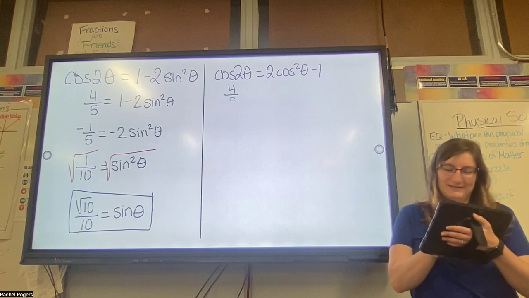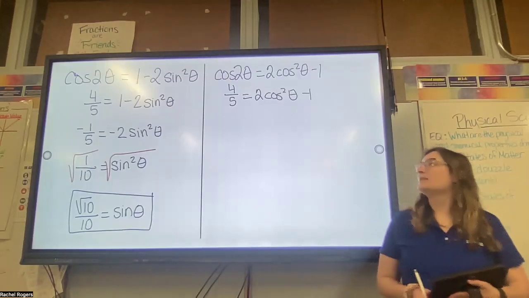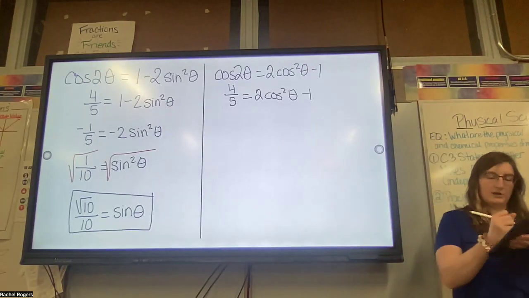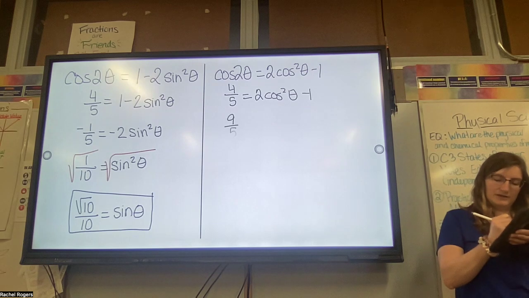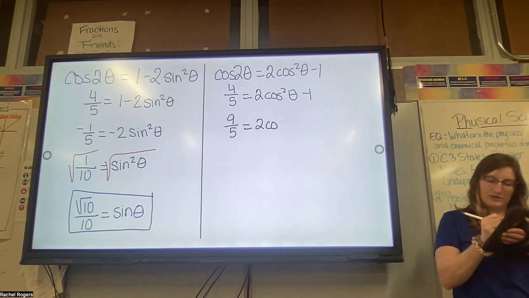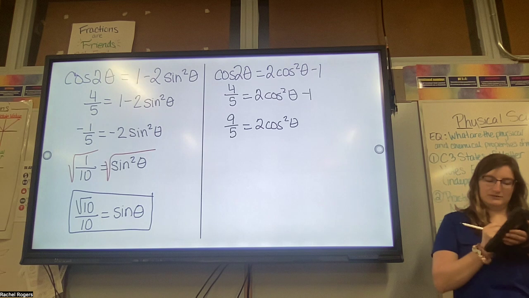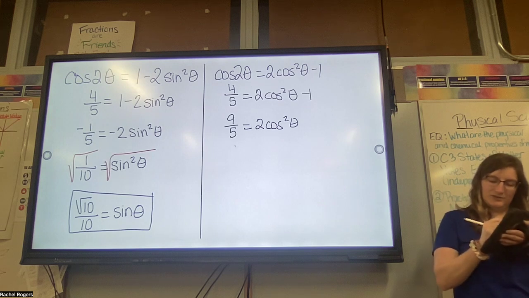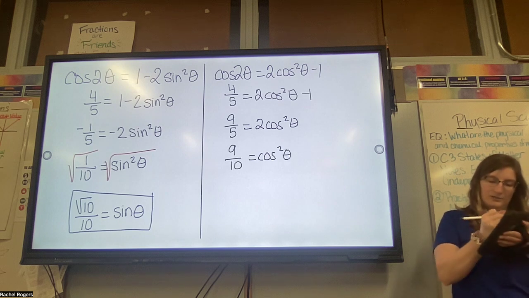So 4/5 is equal to 2 cosine squared of theta minus 1. Add 1. So 9/5 is equal to 2 cosine squared of theta. Divide by 2, so we have 9/10 is cosine squared of theta. And then we're going to square root.